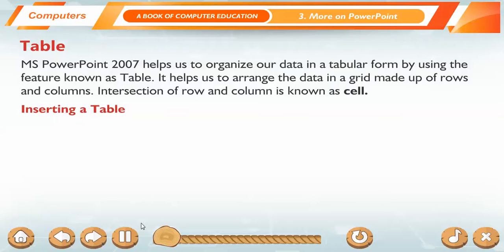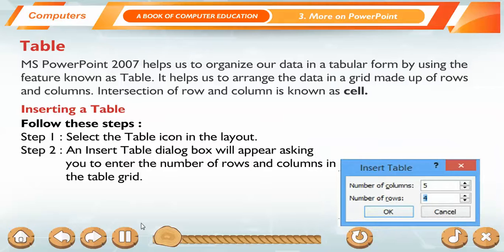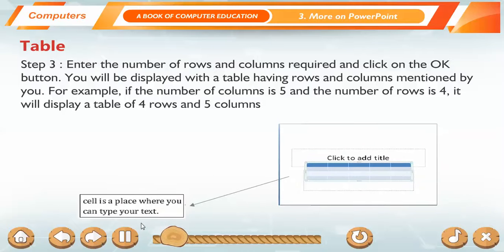Inserting a table. Follow these steps. Step 1. Select the table icon in the layout. Step 2. An Insert Table dialog box will appear asking you to enter the number of rows and columns in the table grid. Step 3. Enter the number of rows and columns required and click on the OK button. You will be displayed with a table having rows and columns mentioned by you.